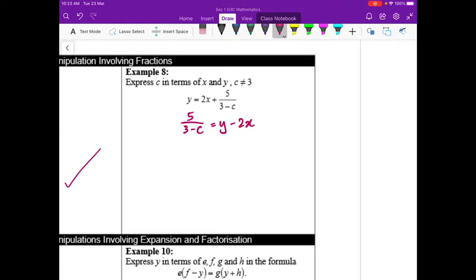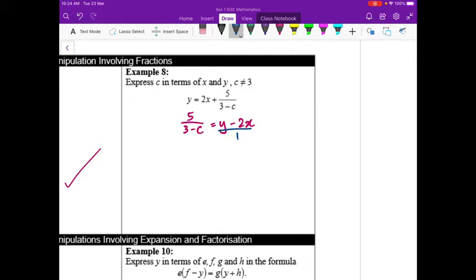Okay, now next, I want to extract out the 3 minus c. I have a fraction equal to a linear. So the next thing that we should be doing is put this as over 1. So now we have fraction equal to fraction because we want to get rid of the fractions as far as possible so that we can manipulate.